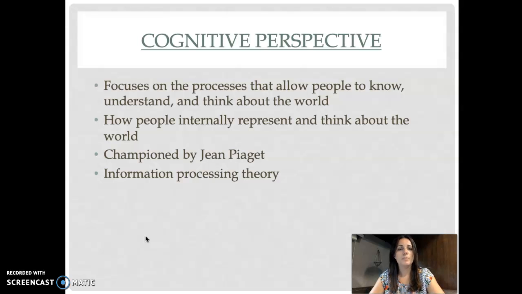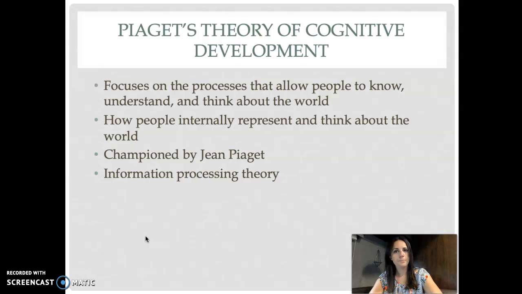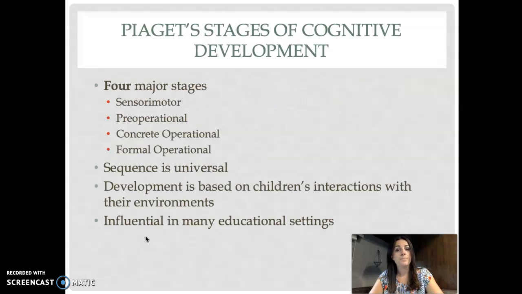So this perspective or this theory focuses on the process that allows people to know, understand, and think about the world. So Piaget's specific theory focuses on the same process and how people internally represent and think about the world. He postulated that there were four major stages of development: sensorimotor, preoperational, concrete, and formal operational, and that the sequence is universal, so that every child is going to pass through these stages around the same time.